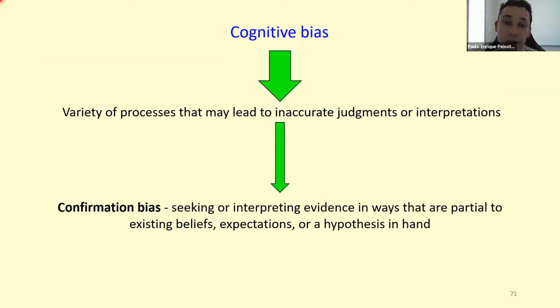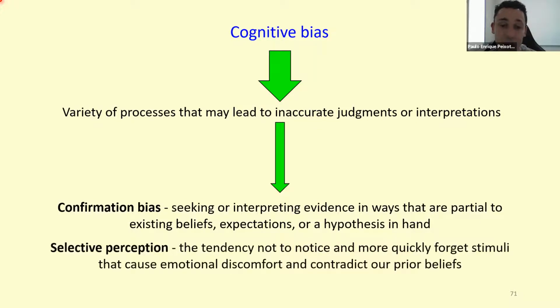The first one is called confirmation bias, okay? It is defined in this way: seeking or interpreting evidence in ways that are partial to existing beliefs, expectations, or hypotheses in hand. And the second one is selective perception, that is the tendency not to notice and more quickly forget stimuli that cause emotional discomfort and contradict our prior beliefs.